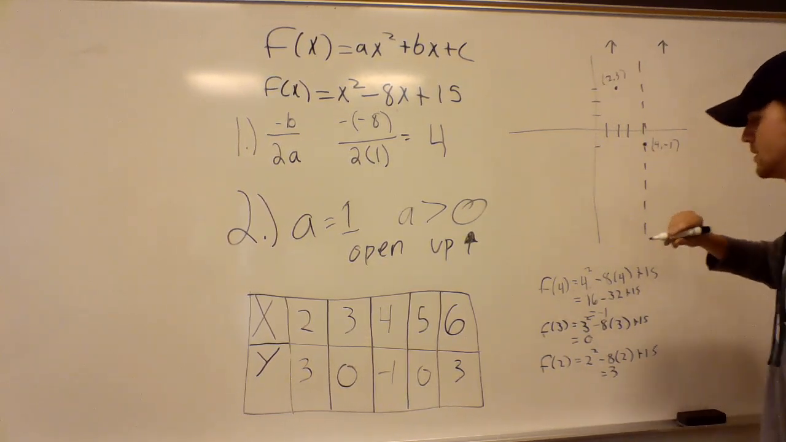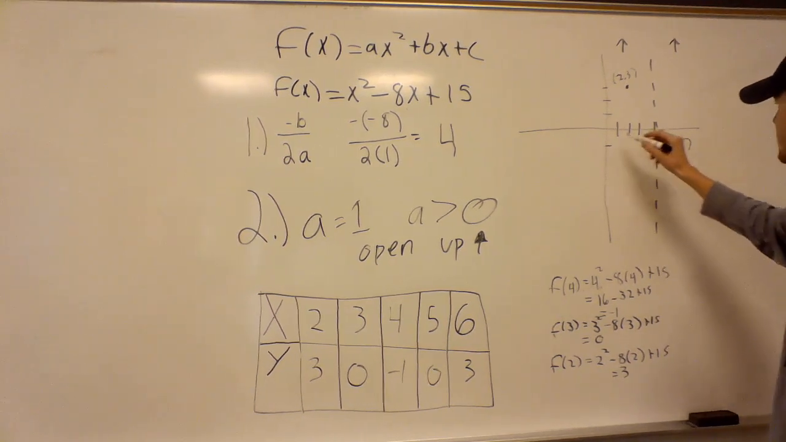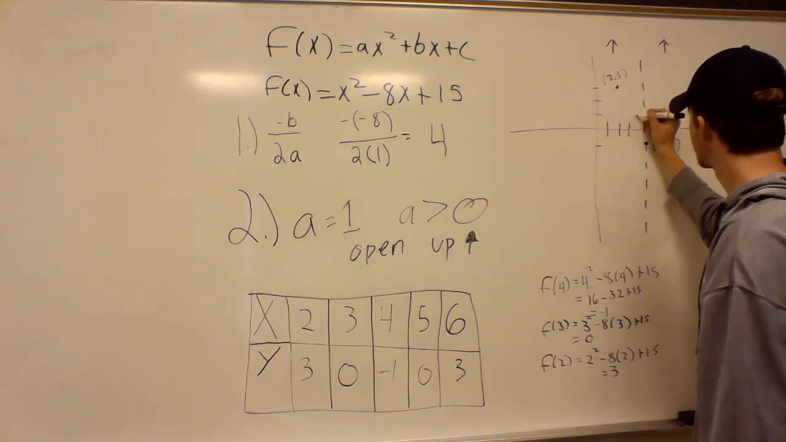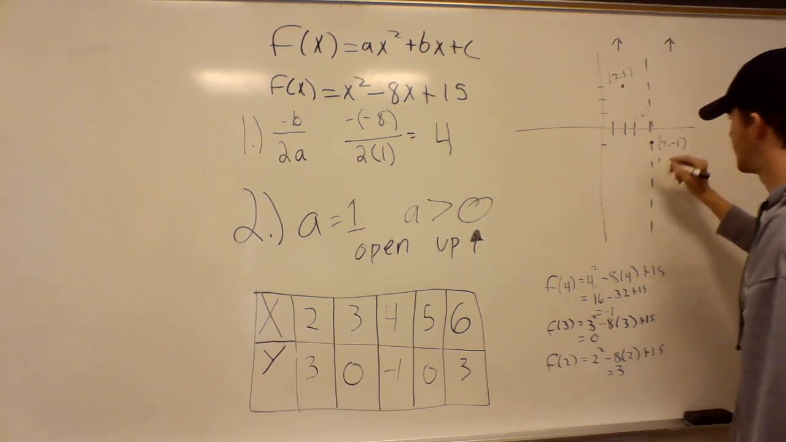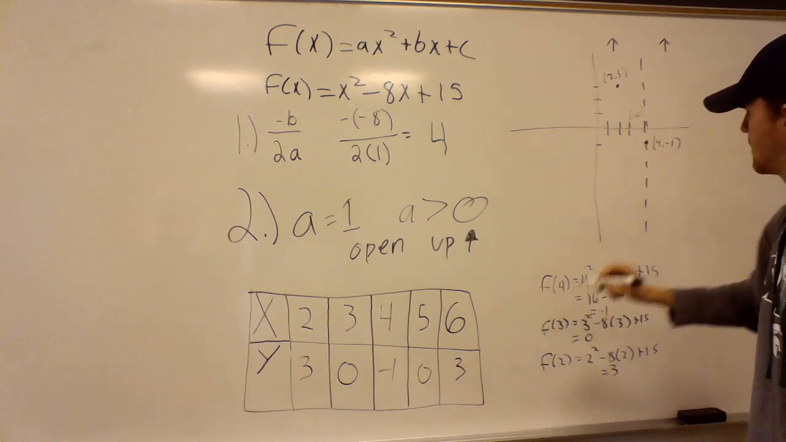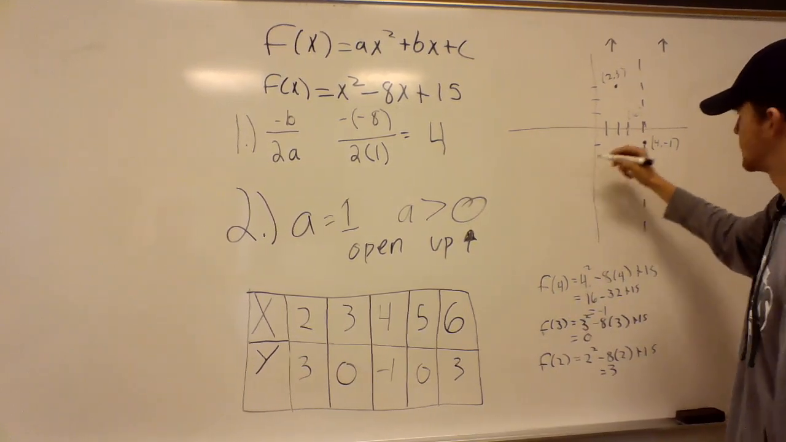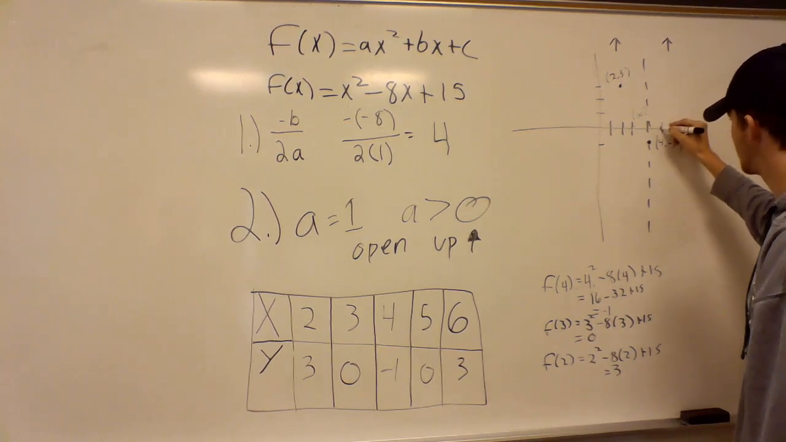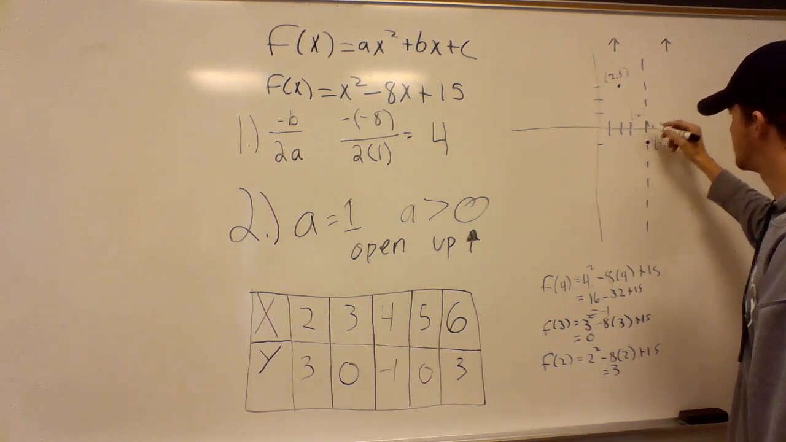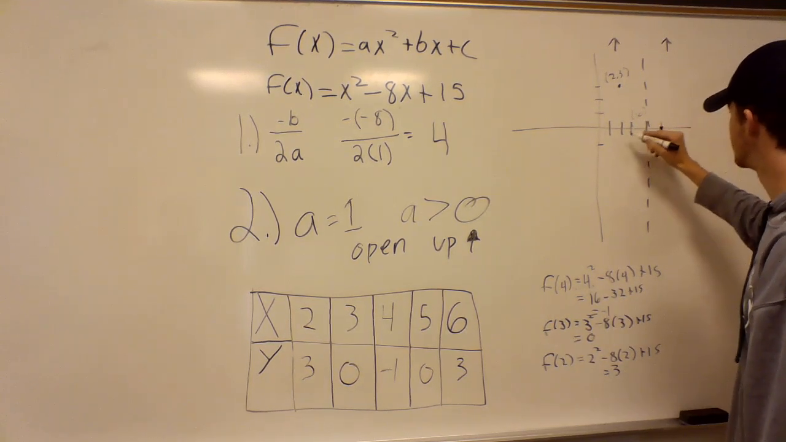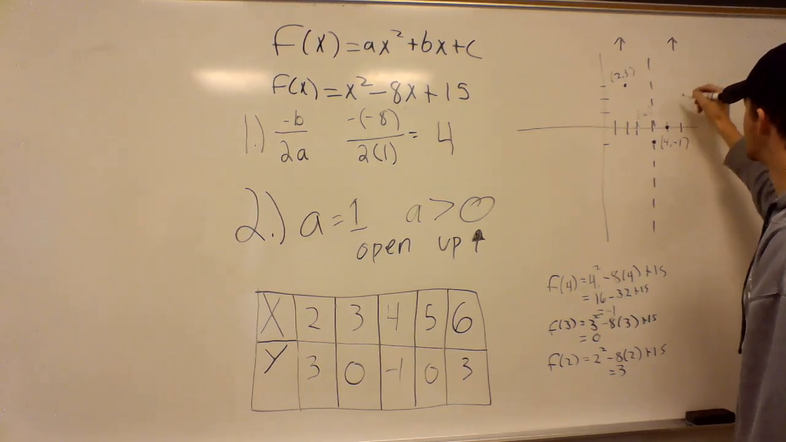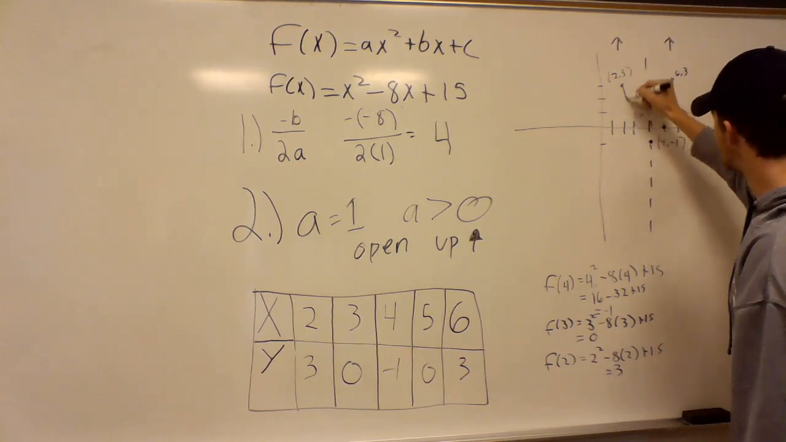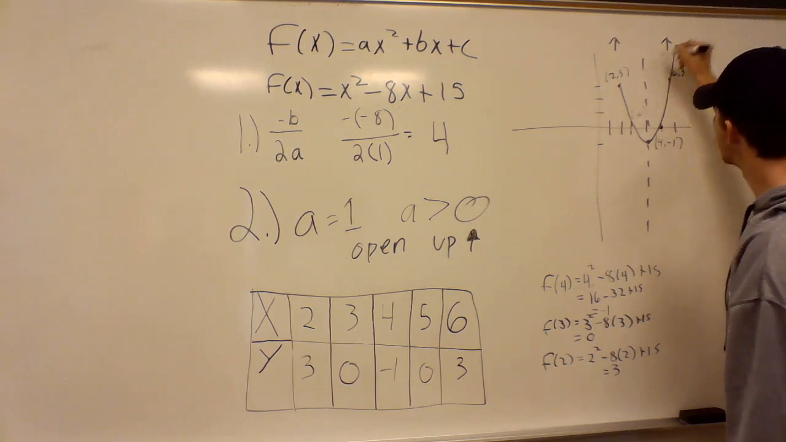Now let's do the same thing. 3 and 0, so 3 and 0. And then we have our vertex at 4, negative 1. Now let's go over to our next point, which is 5, 0. So we'll go 1, 2, 3, 4, 5, 0. And then we'll do our next point, which is 6 and 3. So 1, 2, 3, 4, 5, 6, and 1, 2, 3. Have a nice parabola.